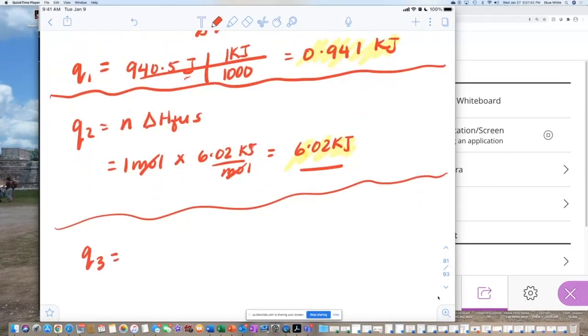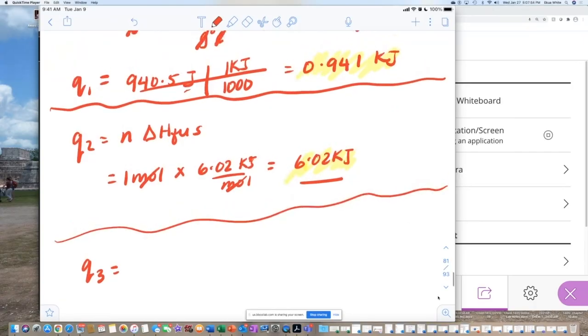Q3. Hold on, let me do the math because that seems a little bit weird. Okay. Sounds good. Yes. Because I'm like, what happened to this partnership that we have? I'll divide, right? There you go. 940.5 divided by 1,000. Yeah, because when you're watching me, it's like, yeah, you're right. Yeah, bro. You're right. Yay, thank you.